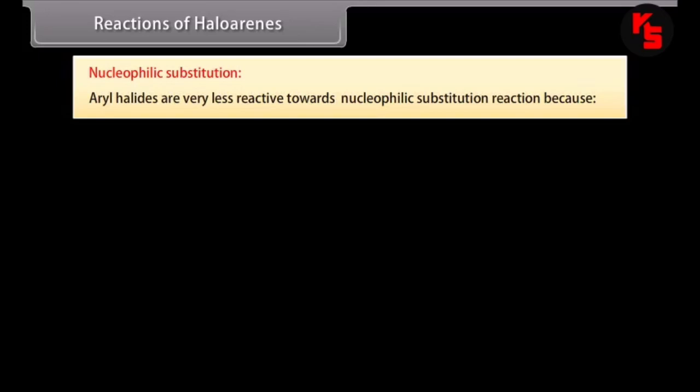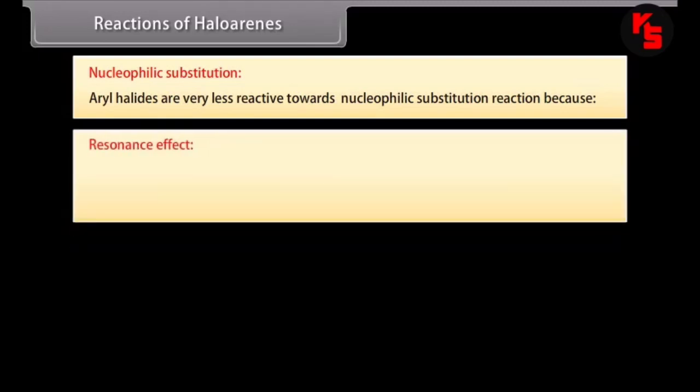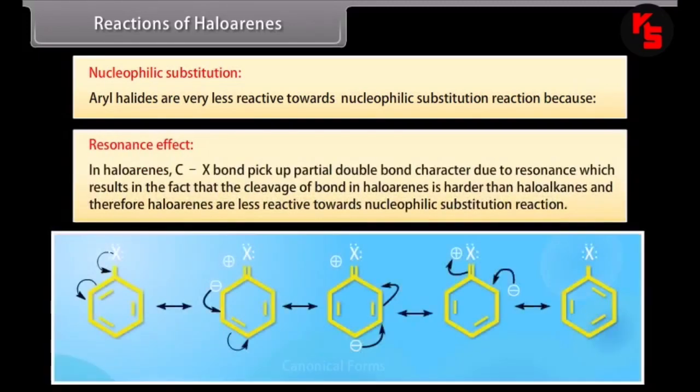Reactions of haloarenes. Nucleophilic substitution. Aryl halides are much less reactive towards nucleophilic substitution reactions because of the resonance effect. In haloarenes, the C-X bond picks up partial double bond character due to resonance, which means that cleavage of the bond in haloarenes is harder than in haloalkanes, and therefore haloarenes are less reactive towards nucleophilic substitution.